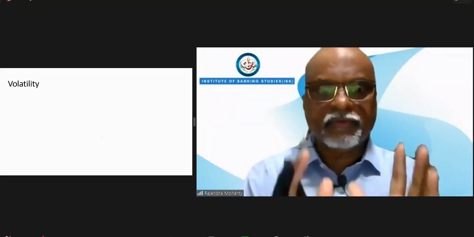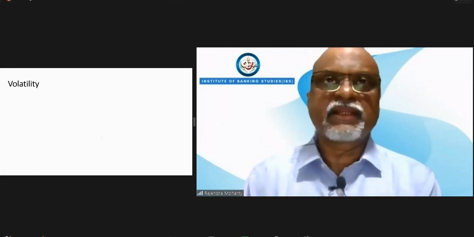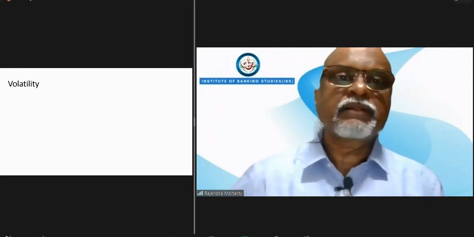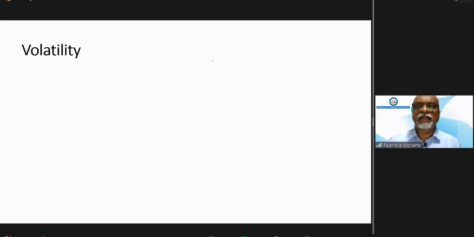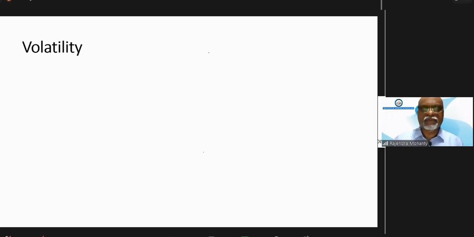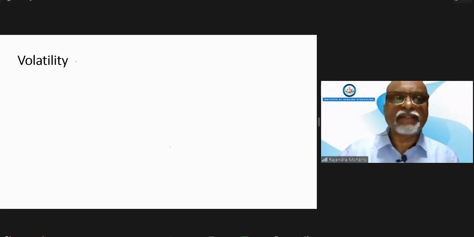So we are in risk measurement, where we completed sensitivity yesterday. Now the second one is volatility. Sensitivity means how sensitive the portfolio or the security is to the change in any single market parameter. That is, whether the value or price is going up or down, that is called sensitivity.